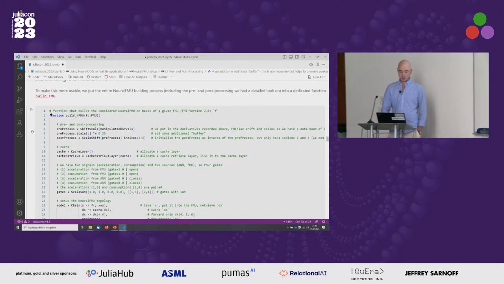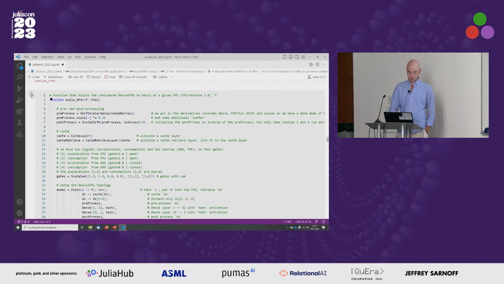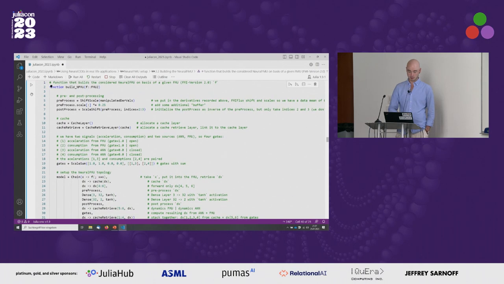So we are building the neural FMU model, and we put it in a dedicated function so we can reuse it. The build neural FMU function just takes an FMU, and the first line we already know from the lines above. From here on, there comes something new. First thing is the cache layer, so it's just allocated by calling it, and the cache retrieve layer, which is initialized by just pushing a cache layer in. So now cache and cache retrieve layer are linked together.